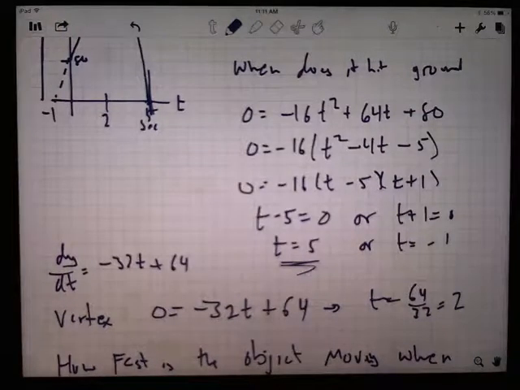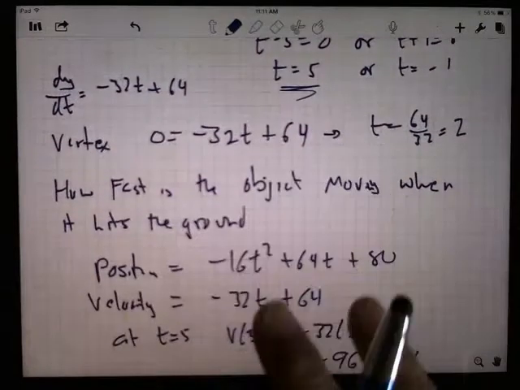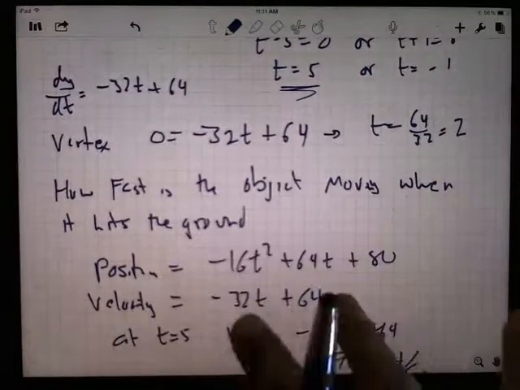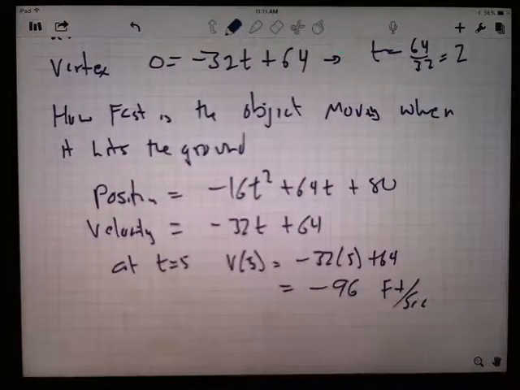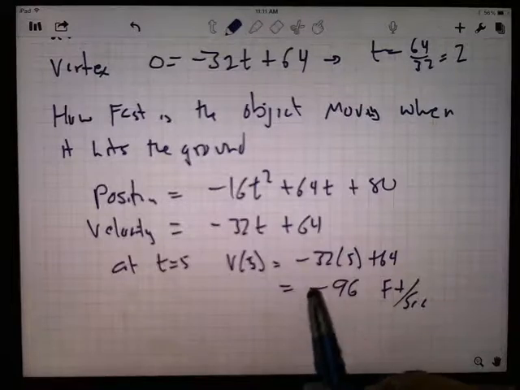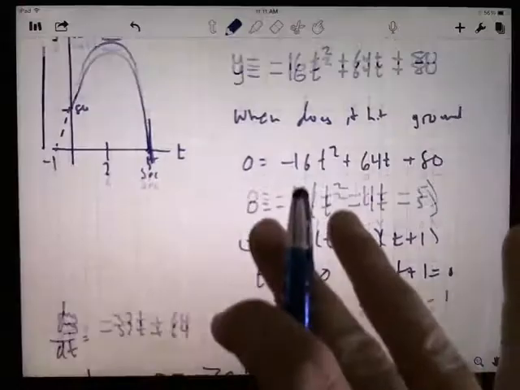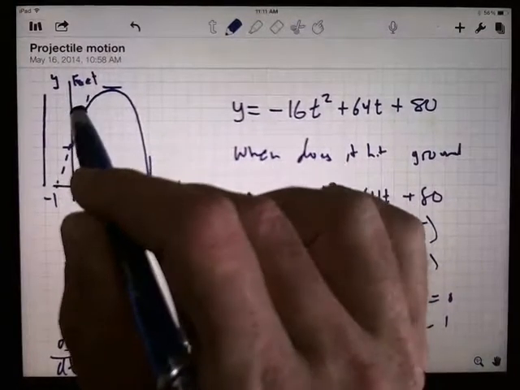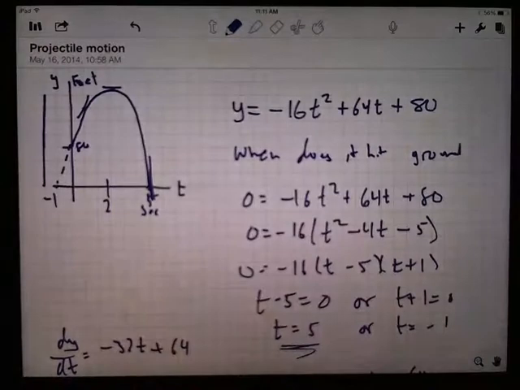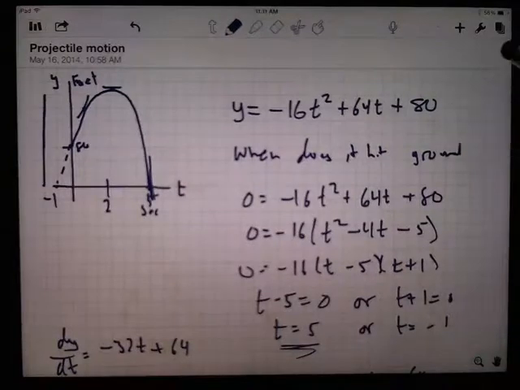Notice that with velocity, I'm going to make a distinction between velocity and speed. Speed, I think of as being always positive. If I want to know what's the speed when it hits the ground, it's going 96 feet per second, right? The velocity with the minus sign in front of it is an indication of direction. As I look at this graph over here, the slopes are positive and the object is going up, right? So positive velocity means the y is changing in a positive sense, it's getting bigger.